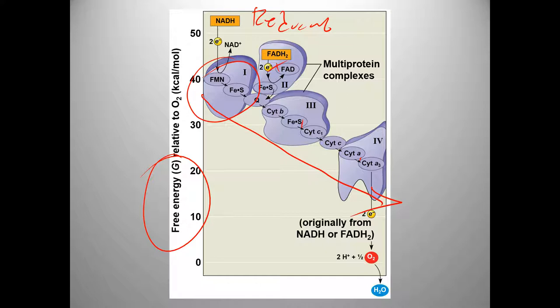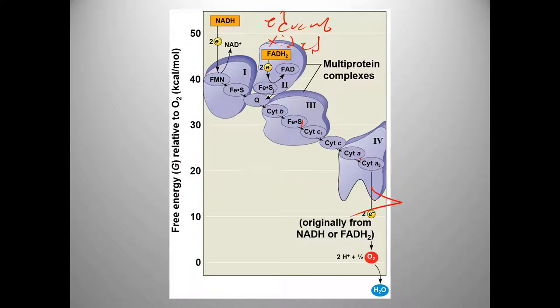And when it gives up its electrons, it becomes oxidized back to NAD+. Your membrane protein, when it accepts these electrons, becomes reduced. Next, FADH2 transfers its electrons, its hydrogen atoms, to complex 2. FADH2 initially is reduced. It gives up its electrons and is oxidized back to FAD. Your membrane protein becomes reduced.